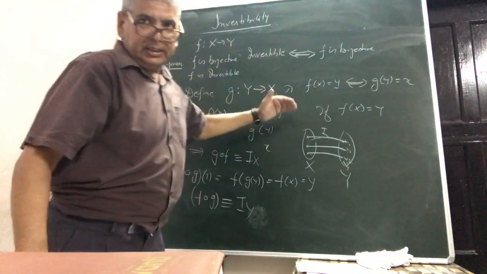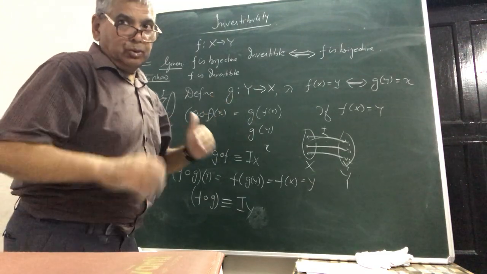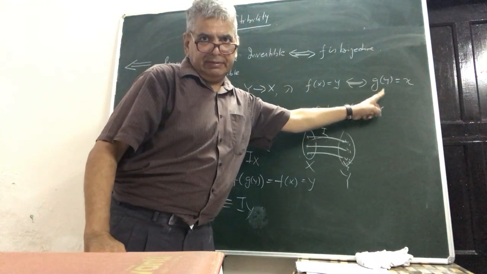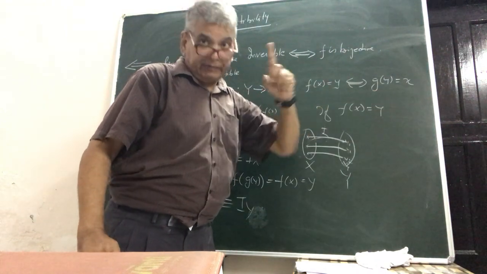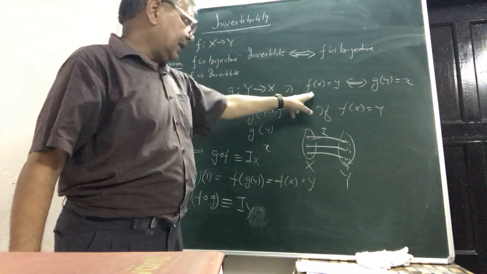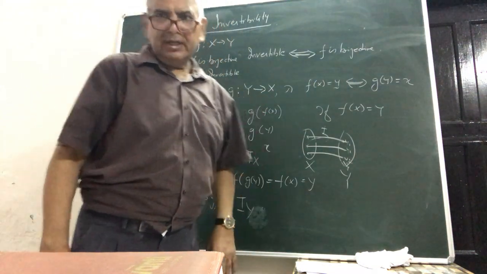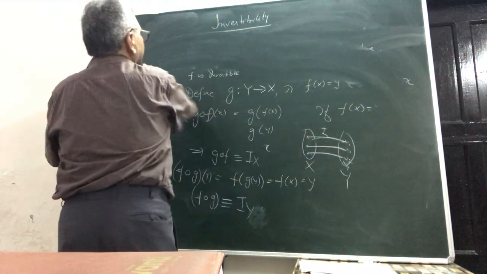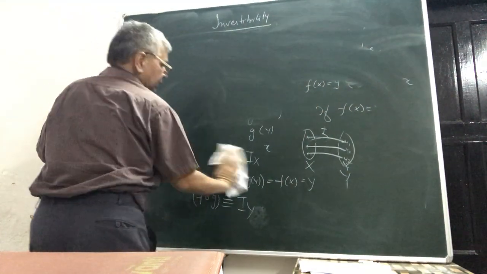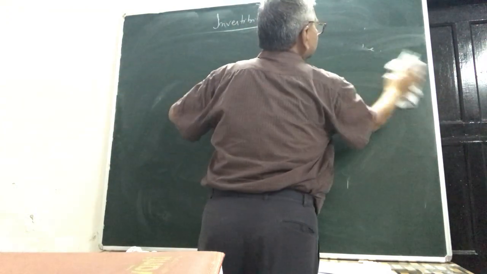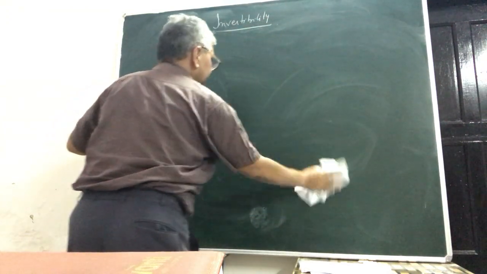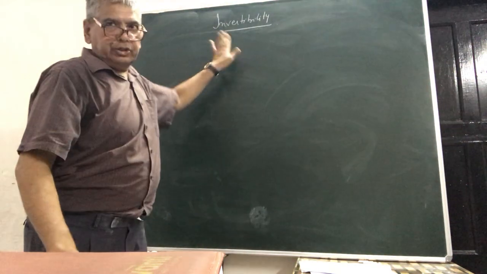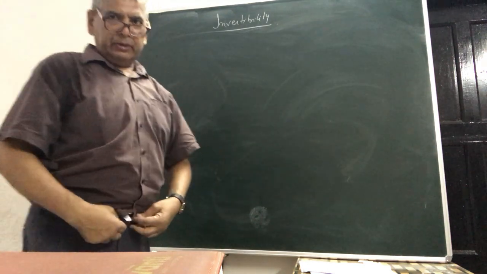Therefore, the most important thing in this particular theorem is to make sure that this inverse function which we are defining here can be defined only provided this function f ought to be 1-1, onto. So this is the most important theorem in invertibility and in our inverse trigonometric functions. This particular theorem will play a very important role.